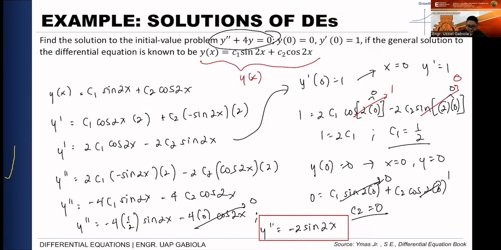Okay? Or meron akong namaling derivation. Let me check. So first one, 2C1, so 1/2. Okay.